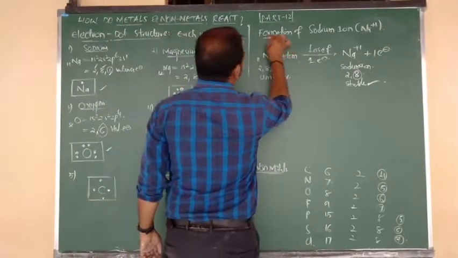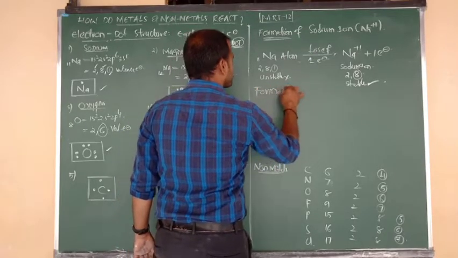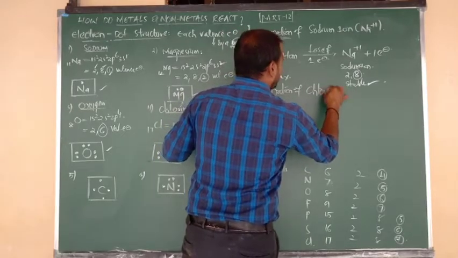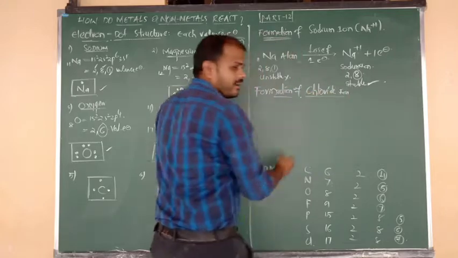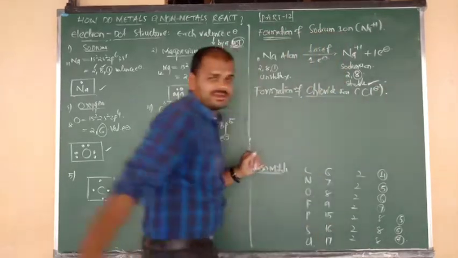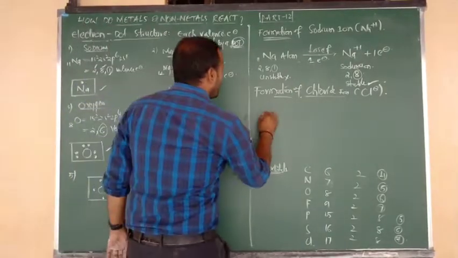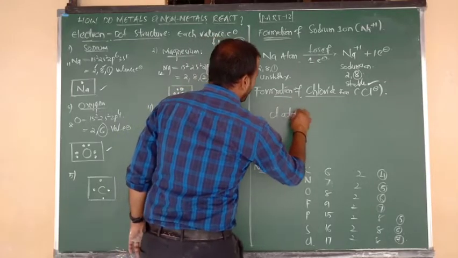Similarly, formation of chloride ion. What is the symbol of chloride ion? Try to remember, beta, Cl minus. It means Cl contains a minus 1 charge. Okay. I am going to write chlorine atom, nothing but Cl atom.